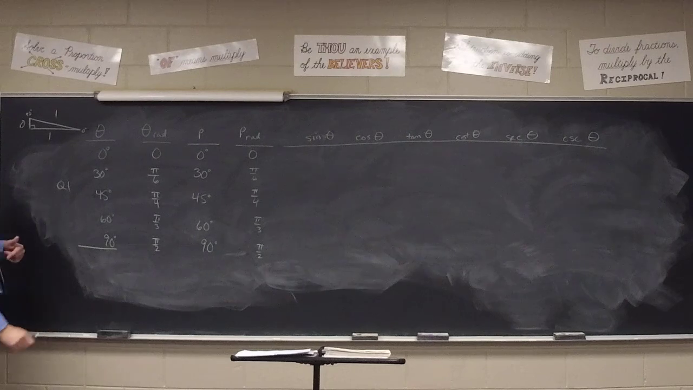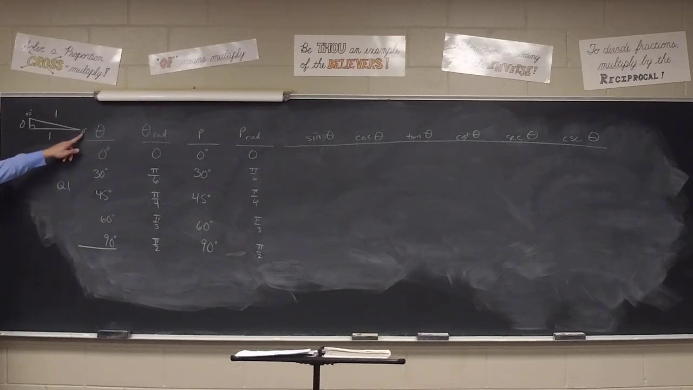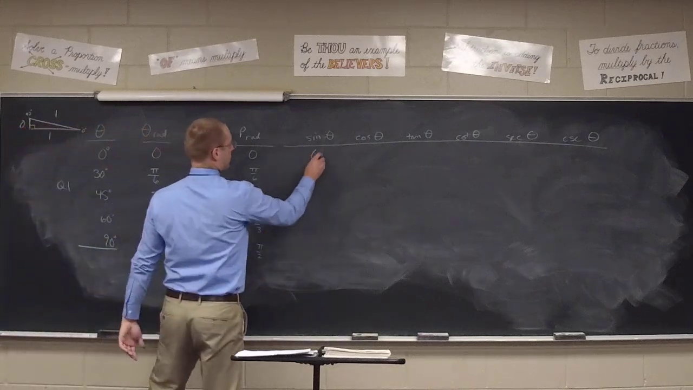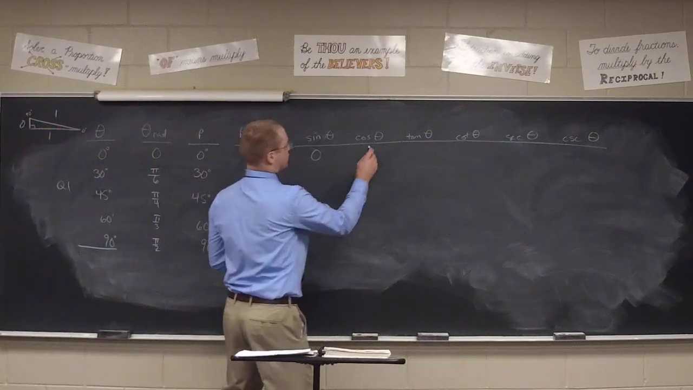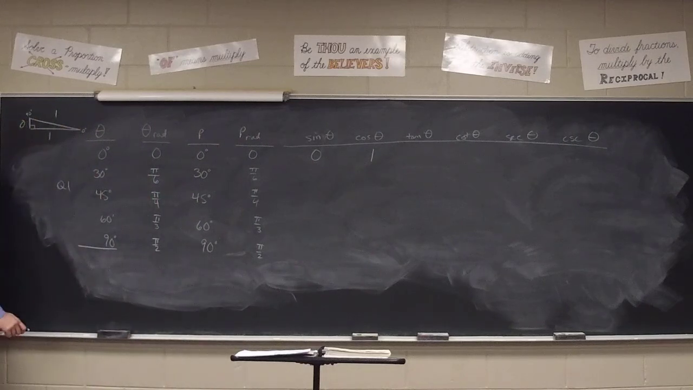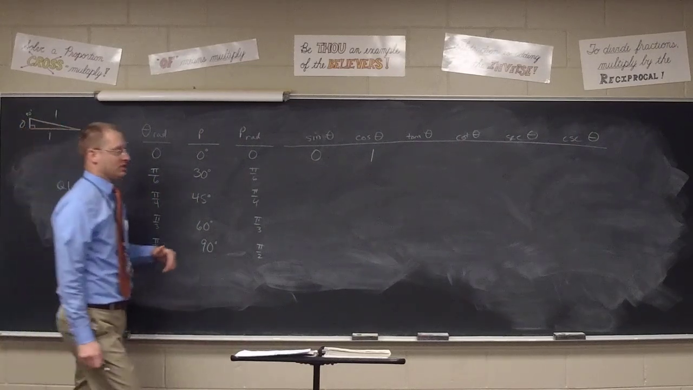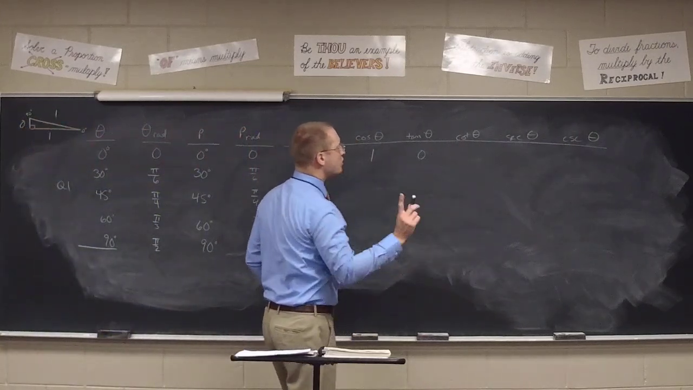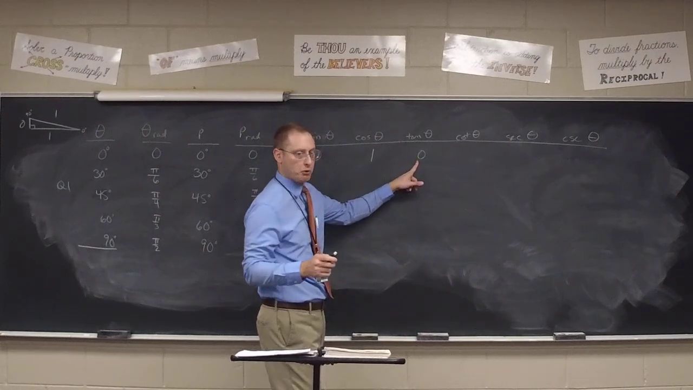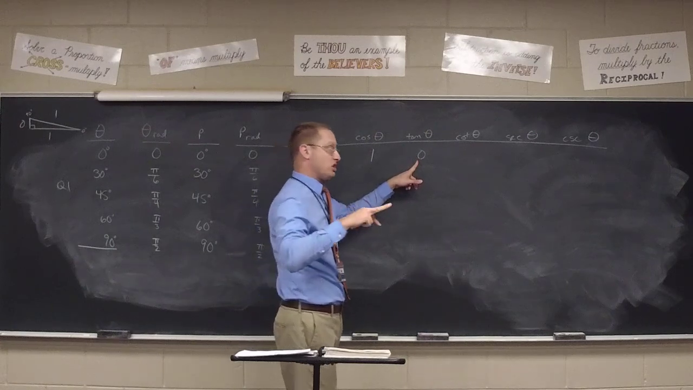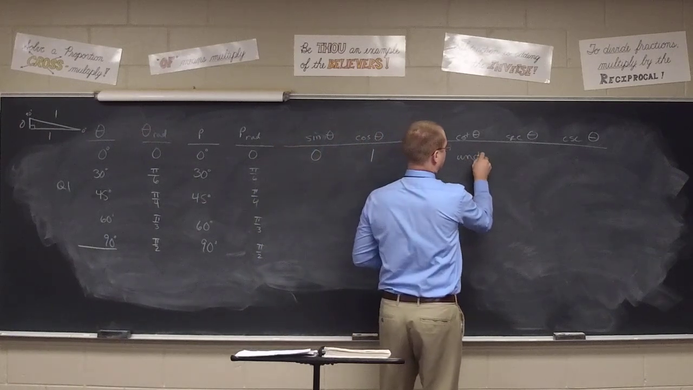For the sine, opposite over hypotenuse of 0 degrees, class: 0 over 1, which is 0. For the cosine, adjacent over hypotenuse: 1 over 1, which is 1. Tangent, opposite over adjacent: 0 over 1, which is 0. Cotangent is going to be the reciprocal of the tangent. What do you get if you flip a 0 over 1? 1 over 0, which is undefined.